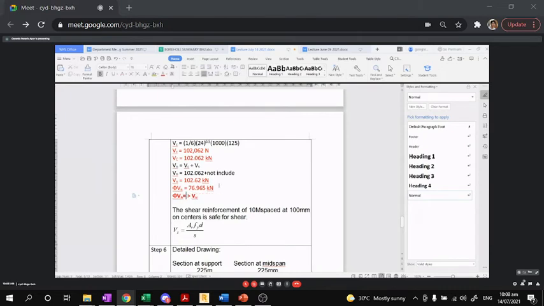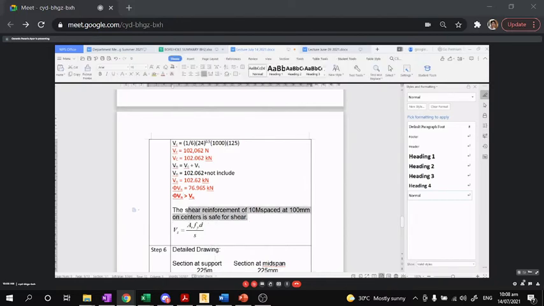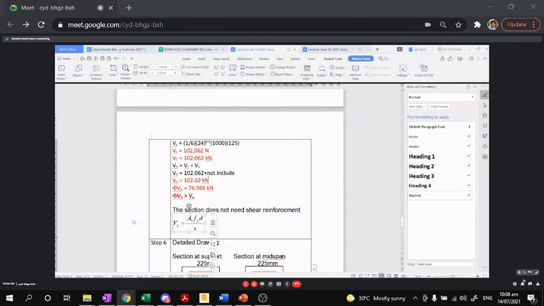So, the section does not need shear reinforcement for the reason that the shear resistance of the concrete is very big compared to the actual shear. Okay, so this formula is not needed.